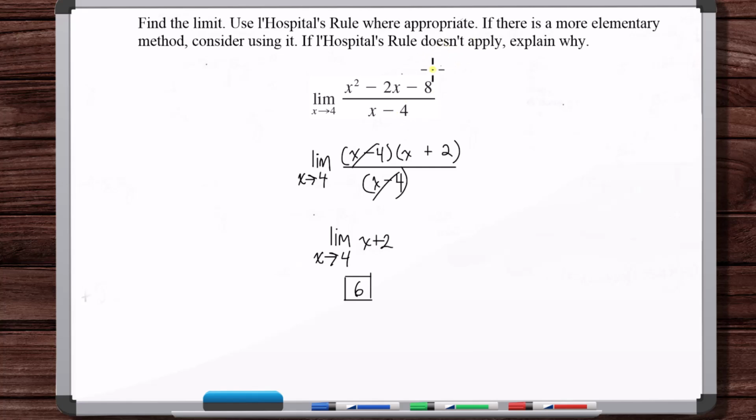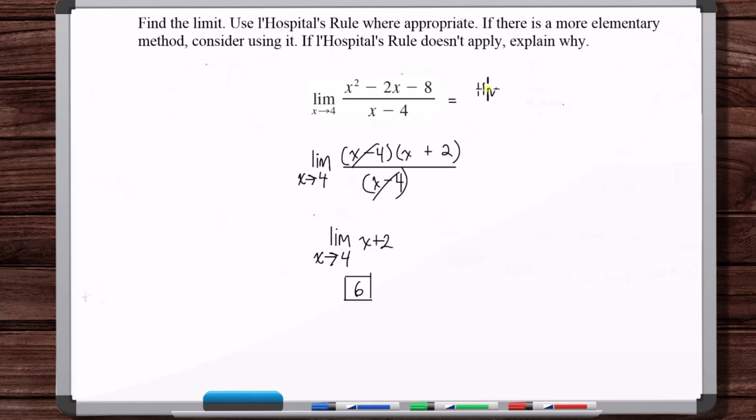But we could have considered using L'Hopital's rule, because if we do a direct plug-in, or take the limit as x approaches 4 of the numerator and denominator, the denominator goes to 0, and the numerator, 16 minus 8, also goes to 0. That's indeterminate of the form 0 divided by 0, so since it's an indeterminate form of type 0 over 0, we could have used L'Hopital's rule.